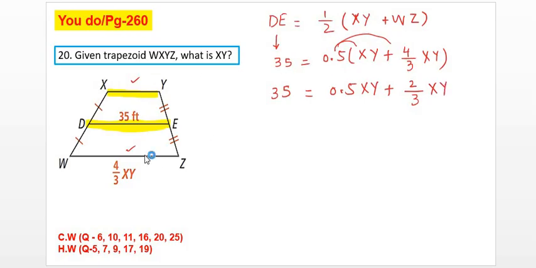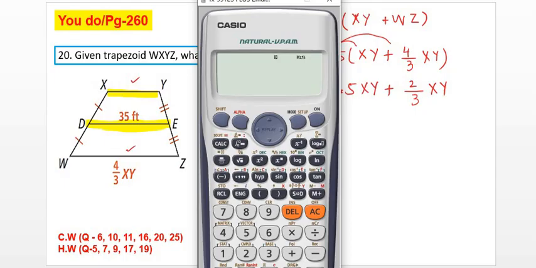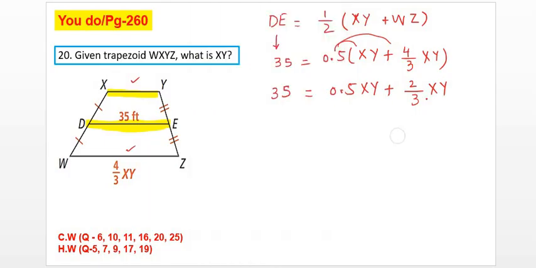You can multiply 0.5 with the fraction, that is 4 over 3. So what is the answer? It's 2 over 3, right? So this is how you got 2 over 3 over here. Now what can we do next? Because this is the XY term and this is the XY term, they are like terms. That means you can add both of them. You can add 0.5 with 2 over 3.